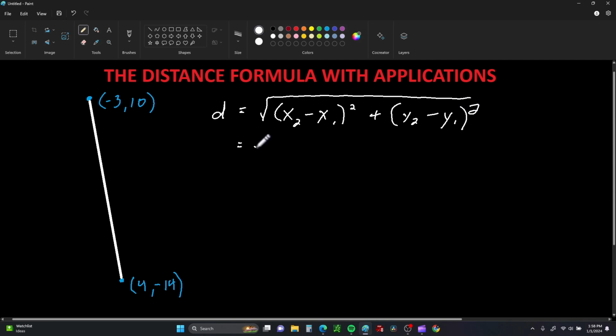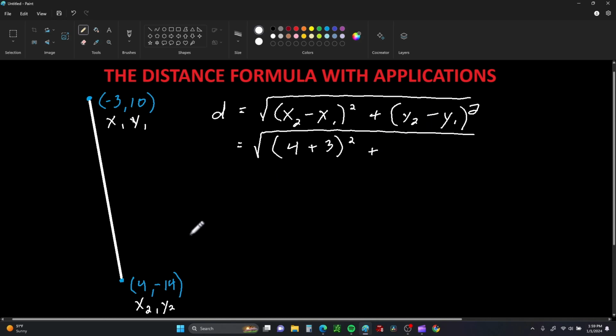Next line, I'm going to substitute in the values. Now, before I go into substitution, I want to label which one of these is x1, y1, and x2, y2. The one with the bigger x is going to be the x2 point and y2. And then over here you have x1 and y1. So substituting in, x2 is 4, minus, and then you have a minus 3 for x1. So that turns that into plus 3.